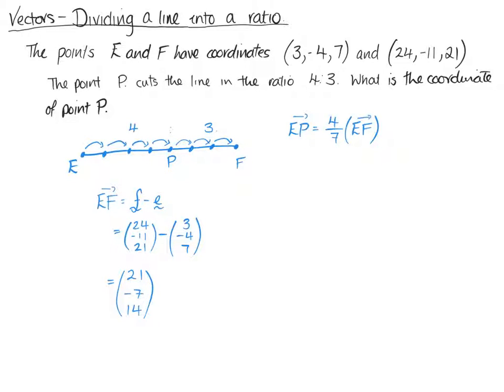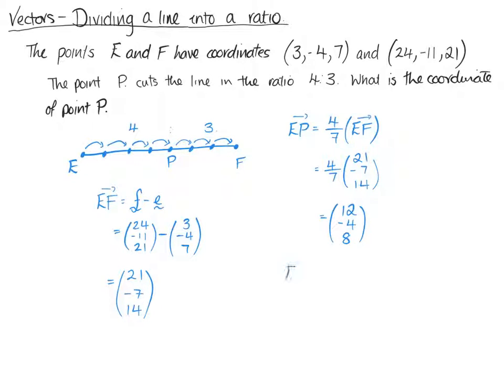Okay, so then EP is 4/7 of 21, minus 7, 14. Again, dividing by 7 times by 4, divide by the bottom times by the top is how we multiply by fractions. So looking at 21, 21 divided by 7 is 3. 3 times 4 is 12. Minus 7 divided by 7 is minus 1. Times that by 4, we get minus 4. 14 divided by 7 is 2. Times that by 4, we get 8. So we've got E to P as our vector.